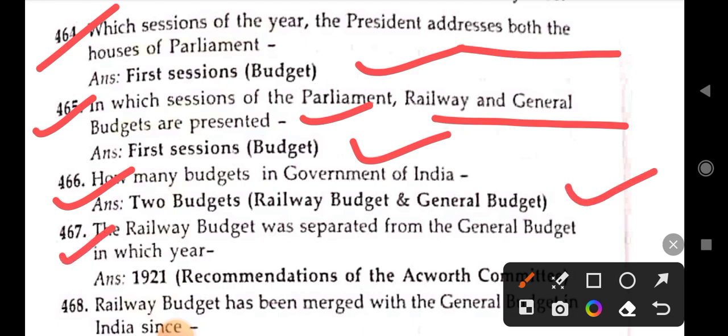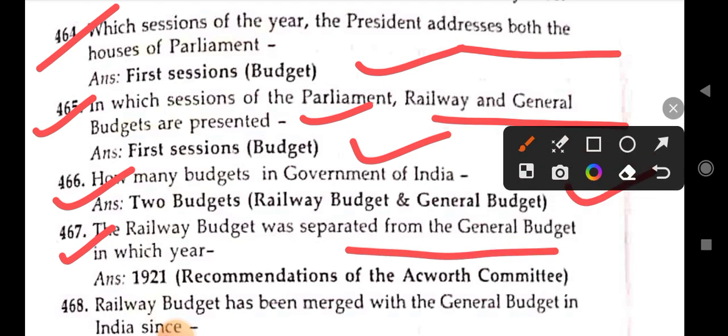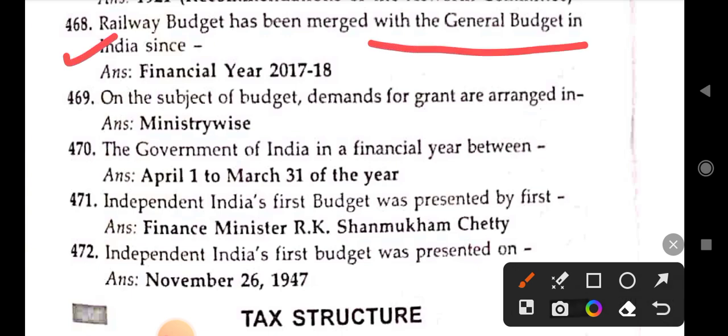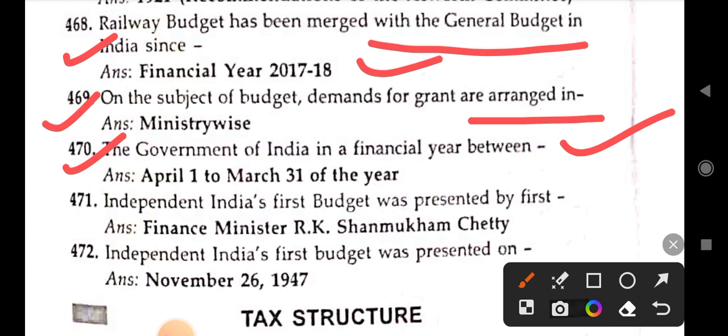Railway budget was separated from the general budget in which year? 1921, on the recommendation of the Ackworth Committee. The railway budget has been merged with the general budget of India since financial year 2017-18. On the subject of budget, demands for grants are arranged ministry-wise. The government of India's financial year runs from April 1 to March 31.